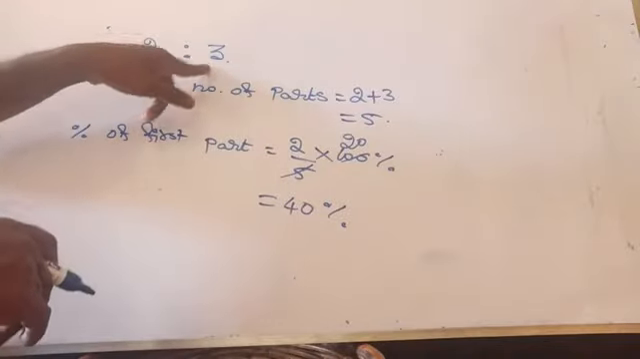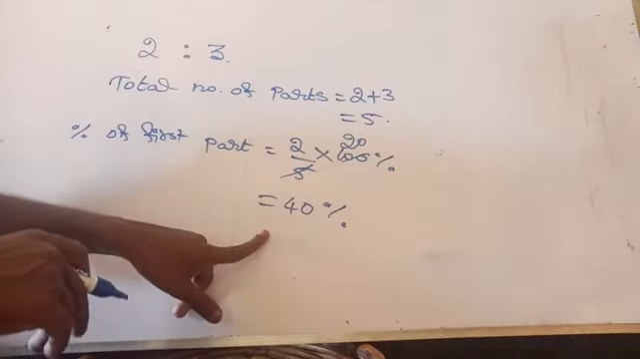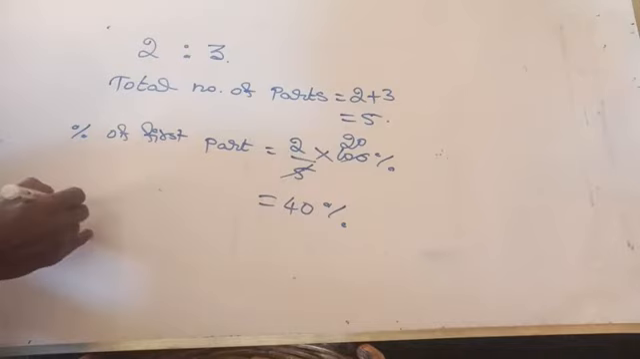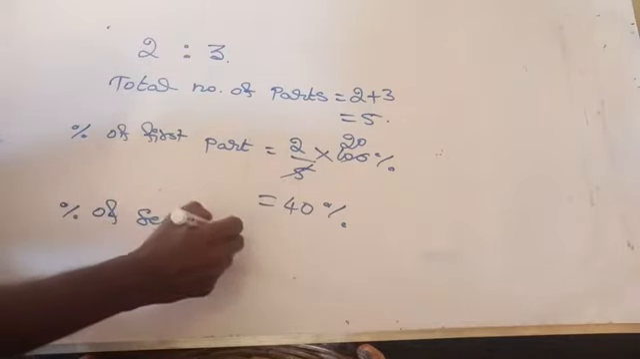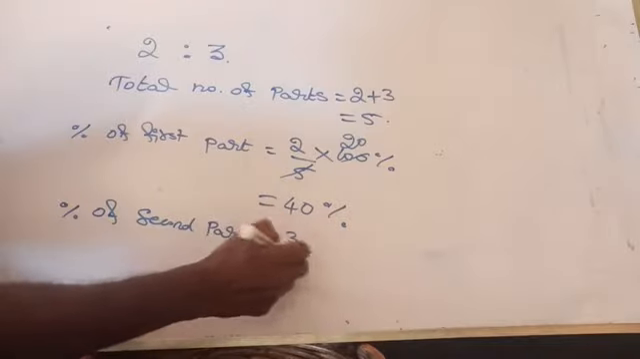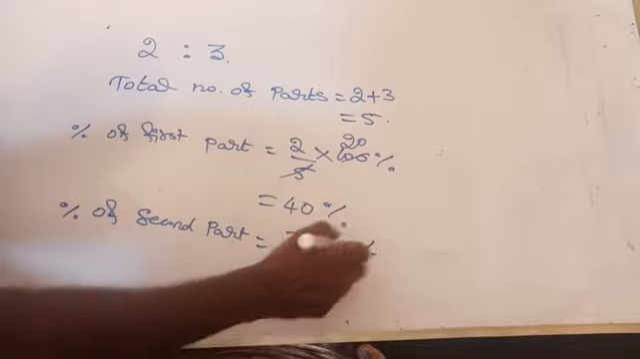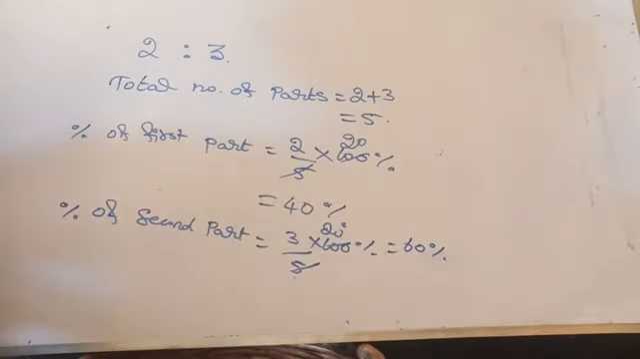And then the second part. Here we know the percentage of the first part. Then what will be the percentage of the second part? 100 minus 40%, that is equal to 60%. Otherwise, percentage of second part is 3 among the 5 parts into 100%. 3 into 20 is how much? 60%. Are you getting there?